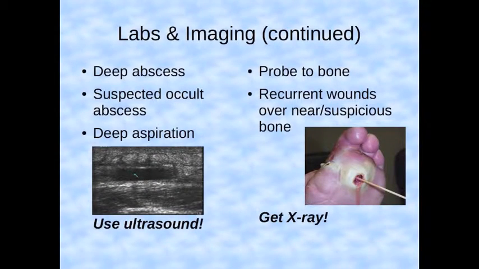If you're worrying about a deep abscess, or you think there's an abscess that you can't see, or you have to do a fine needle aspiration of an abscess, do an ultrasound. If there's bone involvement, or you think there might be, and you can probe the bone, or there's recurrent wounds over the spot of suspicious bone, go ahead and get an x-ray and rule out osteomyelitis.